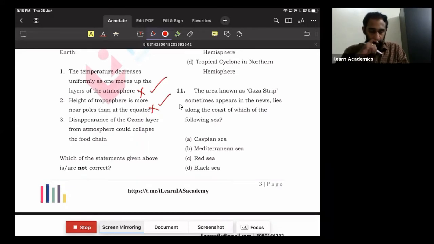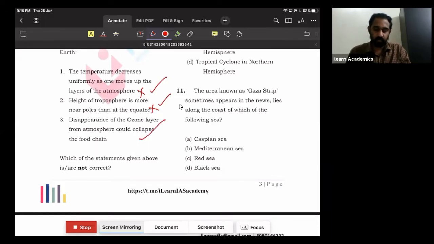And the third statement says disappearance of the ozone layer from the atmosphere could collapse the food chain, because if there is no ozone layer, there will be a lot of UV rays coming to the Earth's surface and affecting all organisms. Especially it will affect the primary producers, the microscopic organisms in the ocean, the algae, and also the primary producers on land, the plants. So it can actually cause collapse of the food chain.